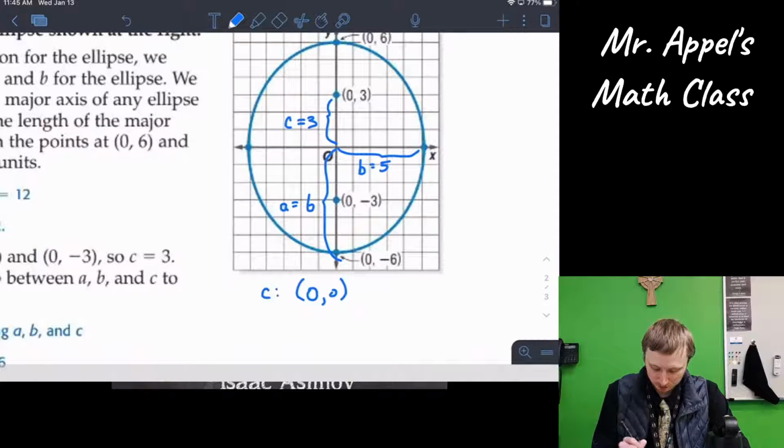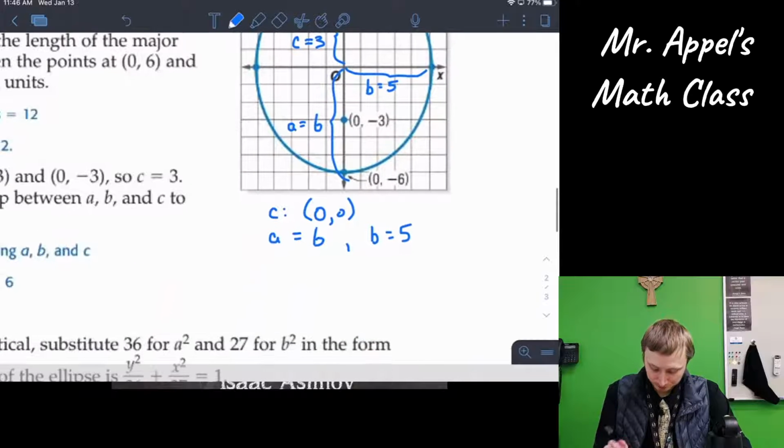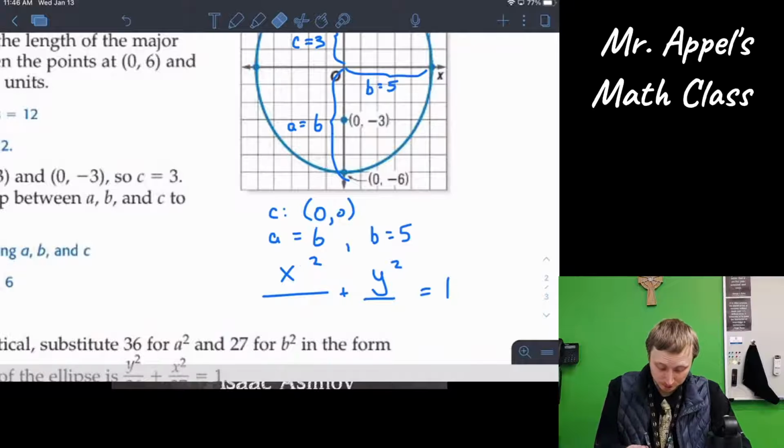Okay. We need the length of A, the major axis, which is 6. And we need the length of B. The minor axis is 5. So x minus h, which is 0, so nothing, squared divided by A or B squared, I'm not sure yet. We'll set it up by something equals 1. I'm not subtracting anything, so I don't need the parentheses.